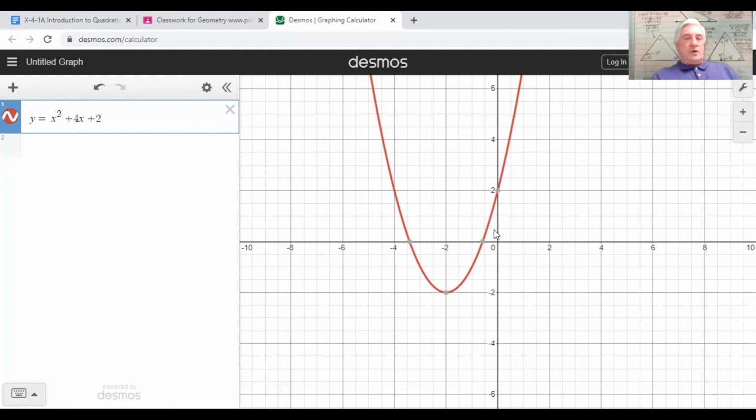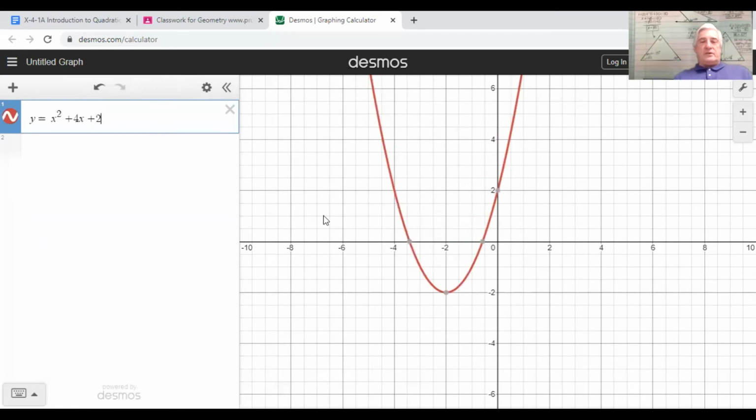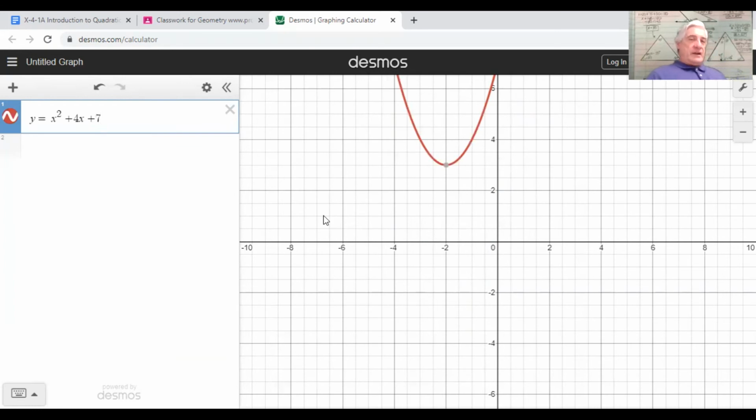It goes through 2 points on the x-axis. Now I've got 1 point on the x-axis. Now I have 2 points on the x-axis. Could I actually come up with 0 points on the x-axis? That is, no real solution. Yeah, that particular parabola doesn't touch the x-axis.